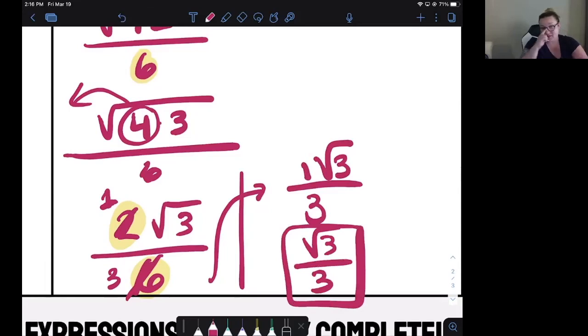Remember, you cannot simplify that further because this 3 is under a radical, and this one isn't. So we're going to leave our final answer like this.